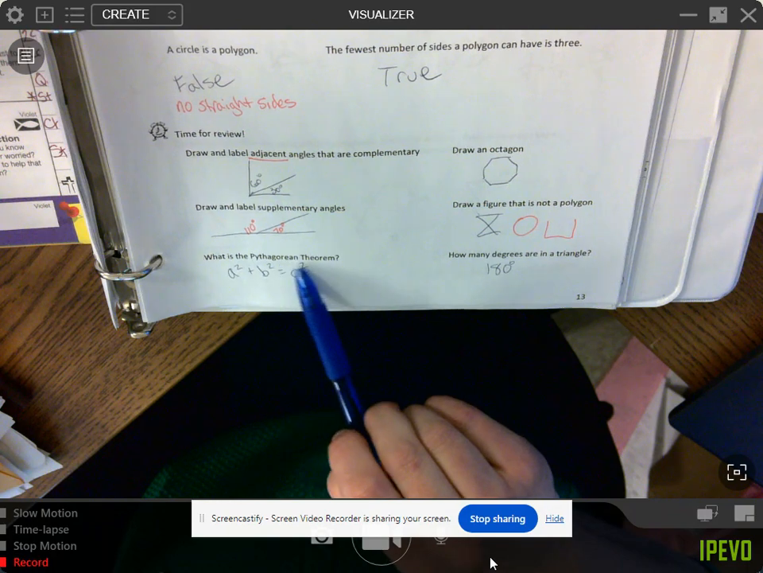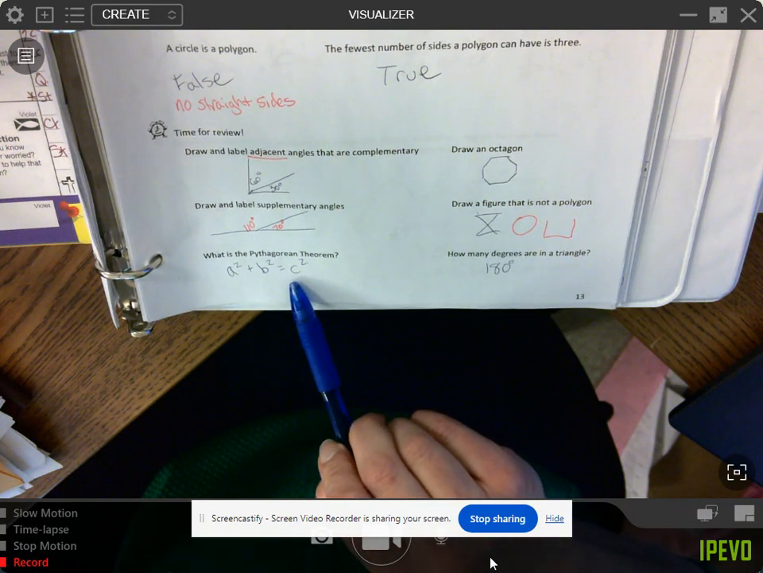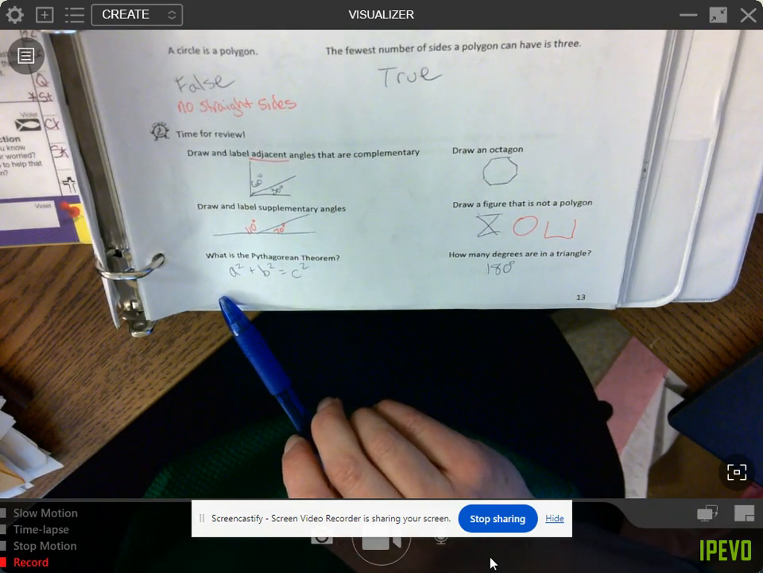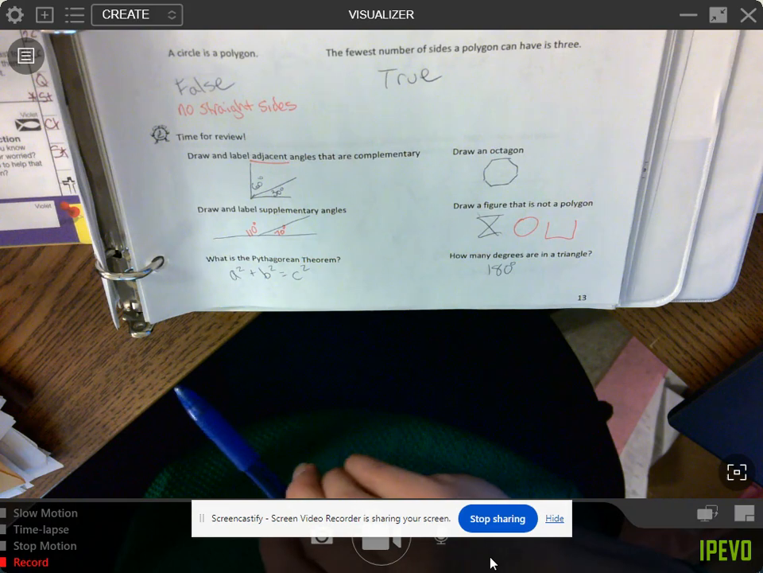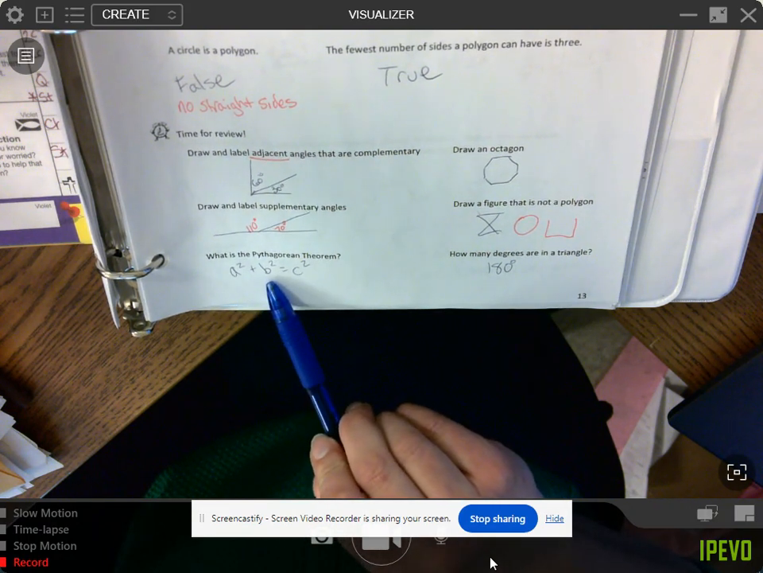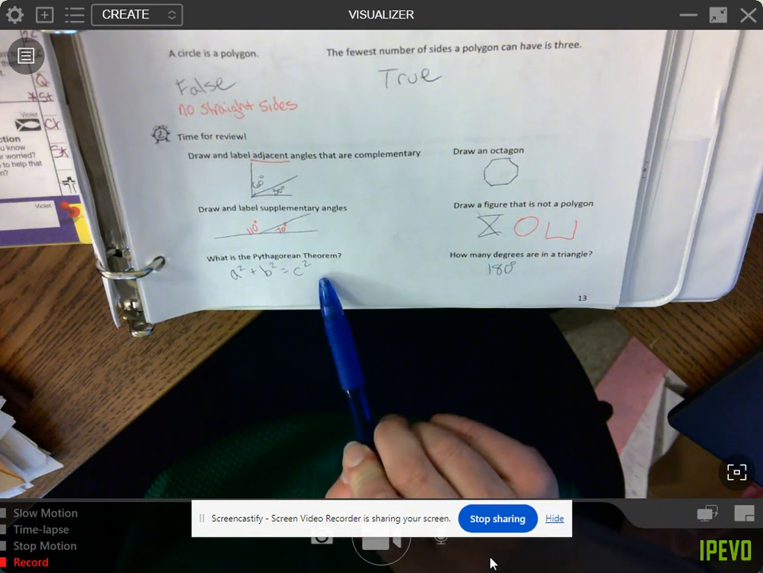What is the Pythagorean theorem? All you had to do is write it. A squared plus B squared equals C squared. You could put the two legs that make a right triangle, and the hypotenuse is across from it. You need to know A and B are those two legs. The C is the hypotenuse, across from the right angle.